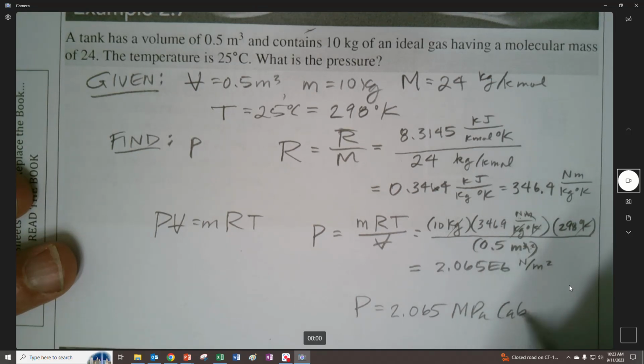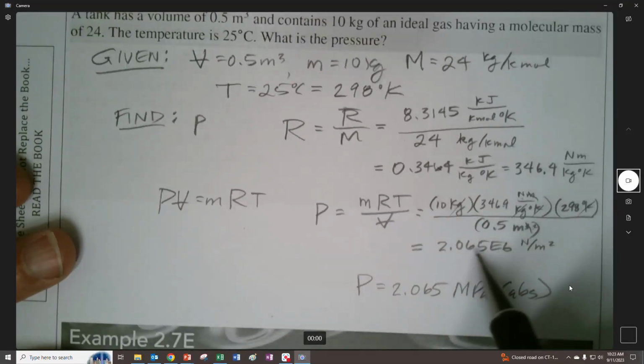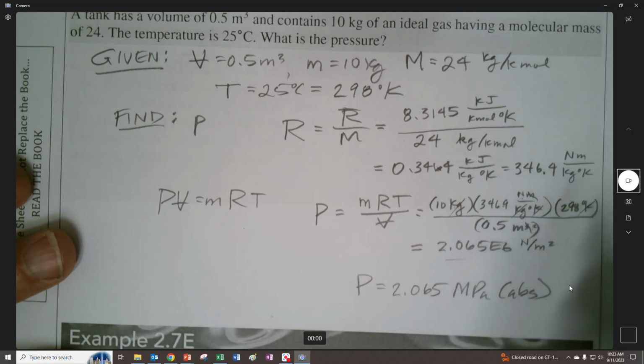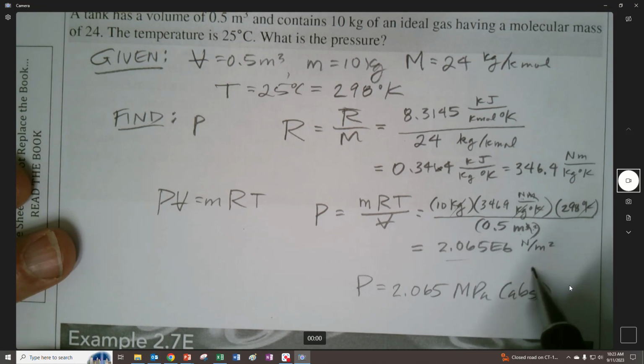And this is an absolute pressure, by the way. You could subtract out, if they were kilopascals, you could subtract out 101. Or you could subtract out 0.1013 from this to get gauge pressure.